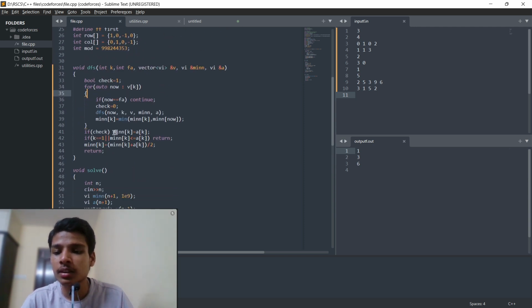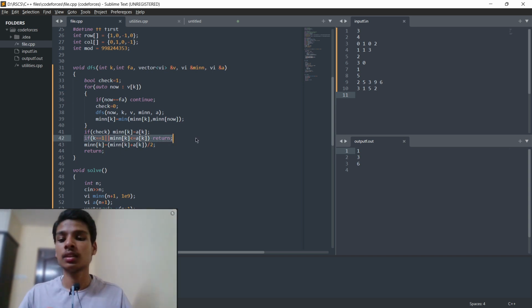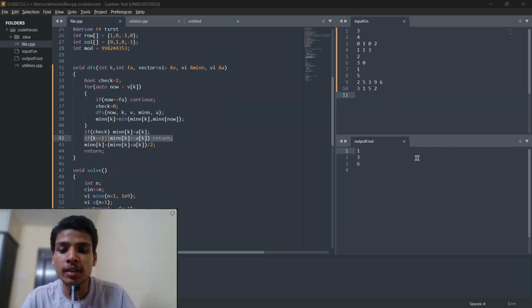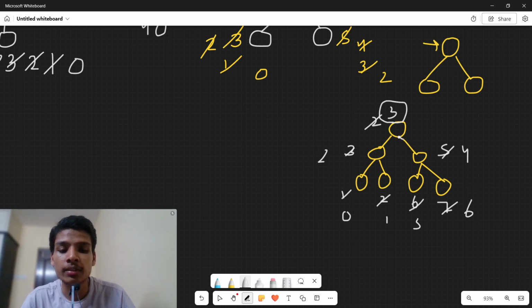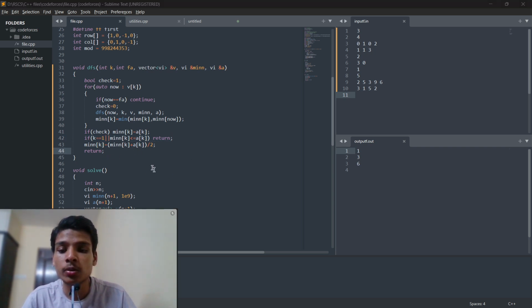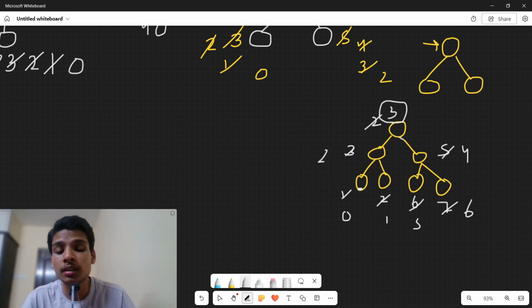Now, if I am on my root, then I do not have to add the current value. But if the current value, from the array which is given to me, is not the root value, then I will just return the minimum value from its subtree plus the current value divided by 2.